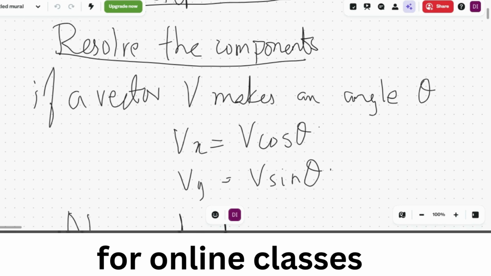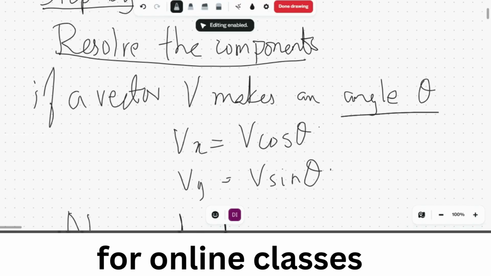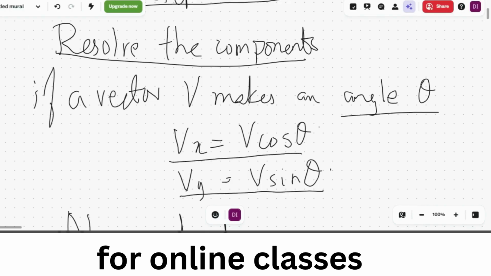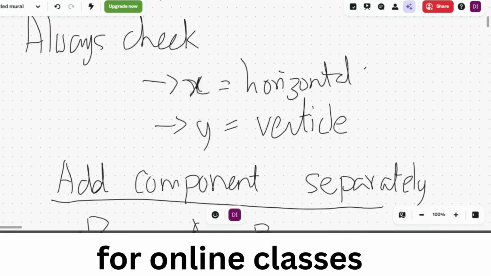If a vector v makes an angle theta, we have to break it into two parts. First is the horizontal axis, that is Vx, which is equal to V cos of theta, and the vertical axis Vy is equal to V sine of theta. Always check that x is the horizontal component whereas y is the vertical component.